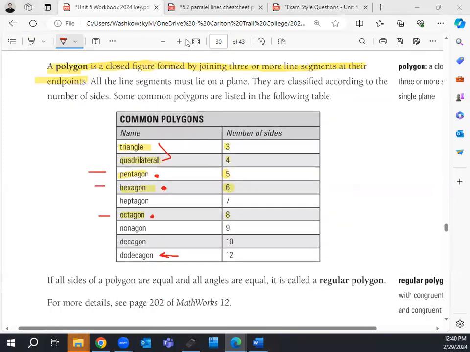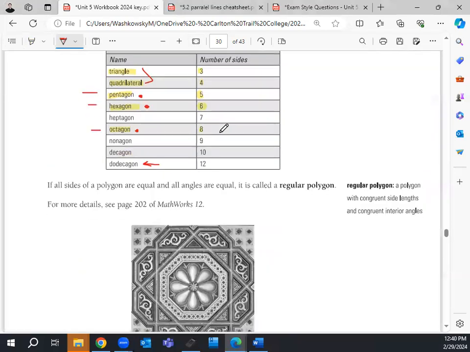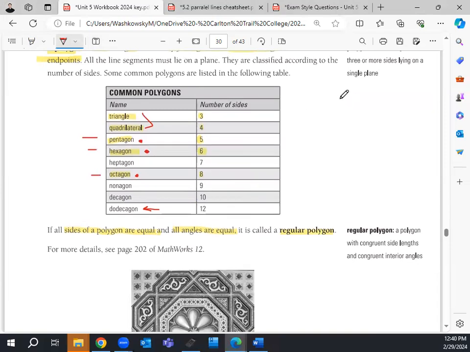So what's the difference between a polygon and a regular polygon? Well, if all the sides are equal and all the angles are equal, it's called a regular polygon. So all the side lengths are equal and all the angles are equal.